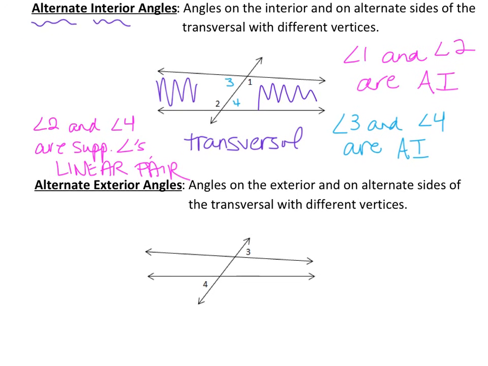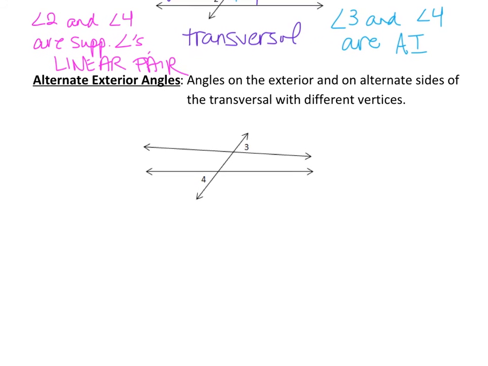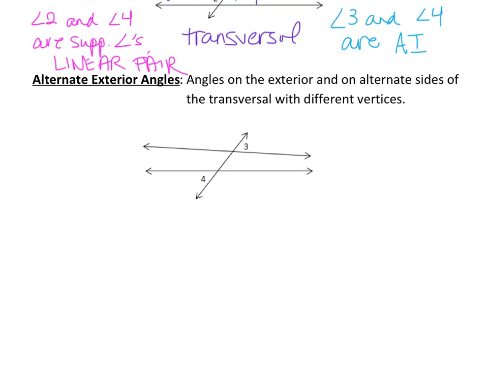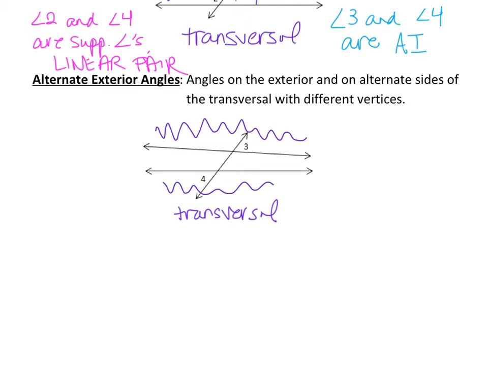Now let's take a look at alternate exterior angles. Alternate exterior angles are angles on the exterior and on alternate sides of the transversal with different vertices. So again, here we have our transversal cutting through these two coplanar lines. The exterior part of this is going to be on the outside of those two lines. So this is all exterior and this is all exterior.